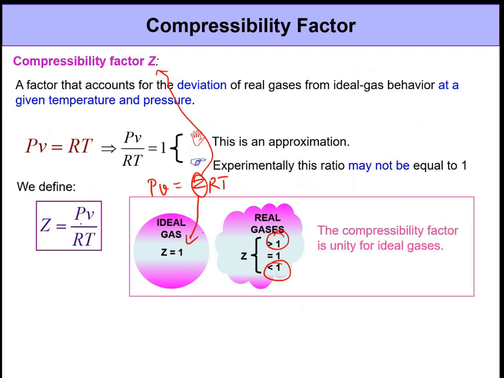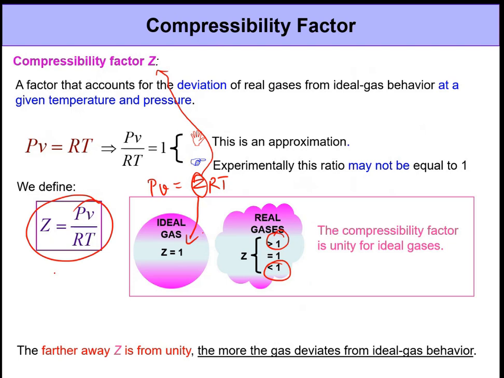Okay, so therefore Z as shown here is defined as pressure times volume by RT. Now, the more the compressibility factor is away from unity, the more the gas will deviate from ideal gas behavior. Okay, and we simply have to make use of this PV is equal to ZRT relation to determine the relationship between pressure, volume, and temperature for that gas under those conditions. That's what it is. There's nothing complicated in here.